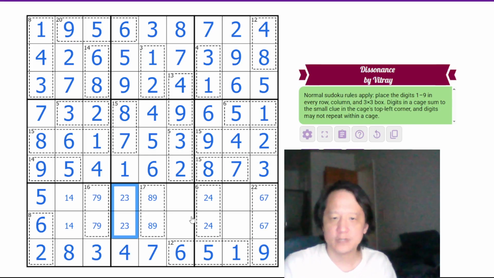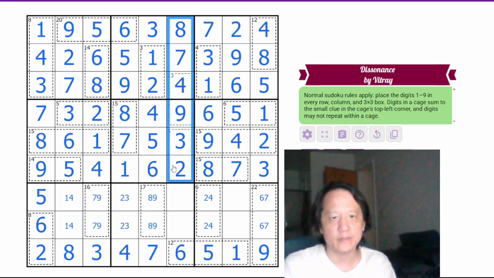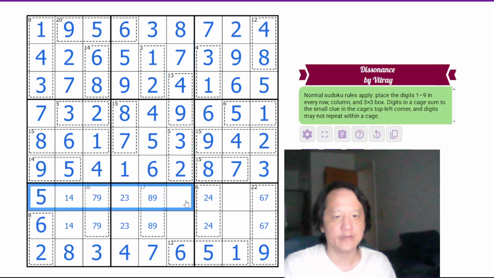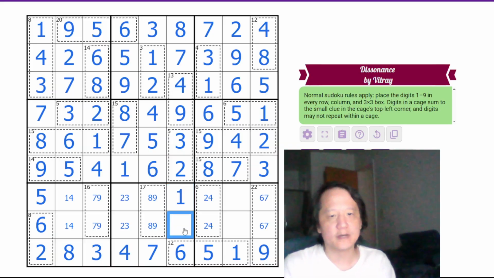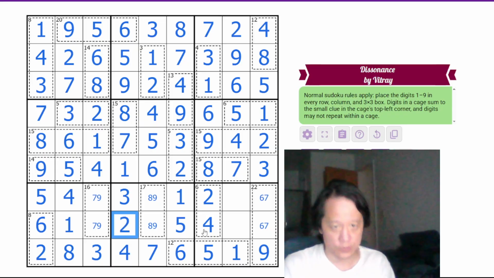That doesn't help. Remaining digits of column 6 are 1 and 5. This can't be 5 because of 5 in the row. So that makes that 1 and 5 there. 1 eliminates 1 here, so it's 4 and 1. 4 eliminates 4 here, so it's 2 and 4. 2 eliminates 2 here, so it's 3 and 2.